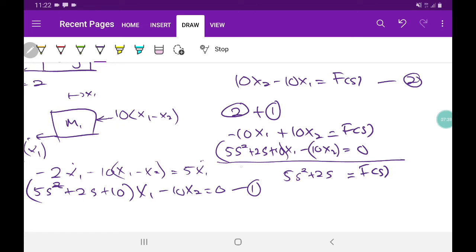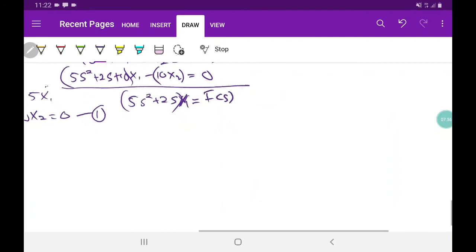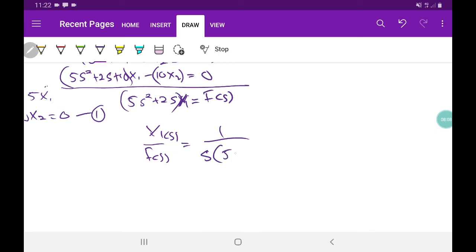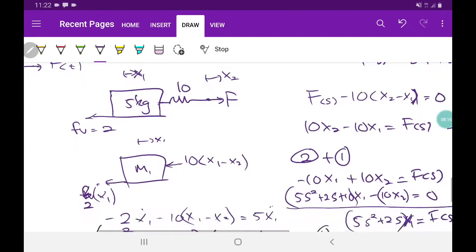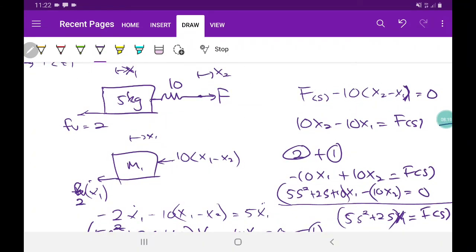So if my mathematics is right, we will only be left with this term, because 10 is already cancelled out, and then we have (5s squared plus 2s) times x1 equal to Fs. So the relationship of x1 divided by Fs is equal to 1 over s(5s plus 2). Okay, so this is our final transfer function to describe the movement of this system.